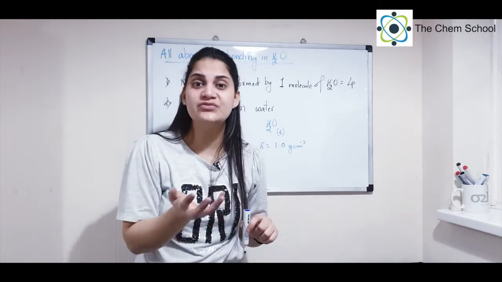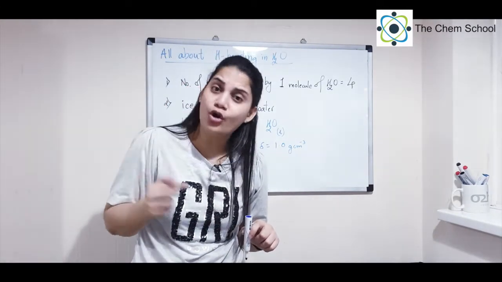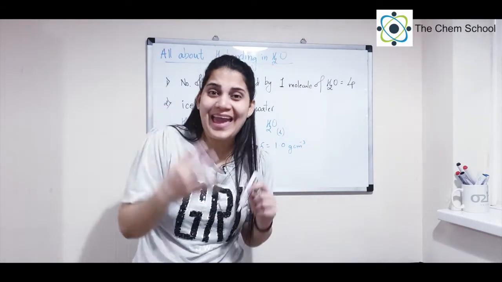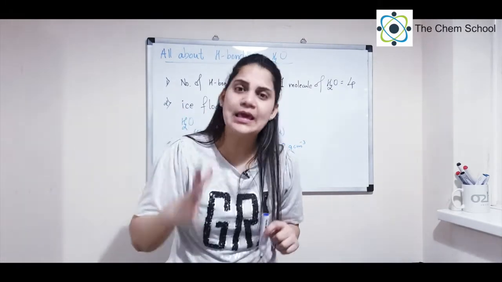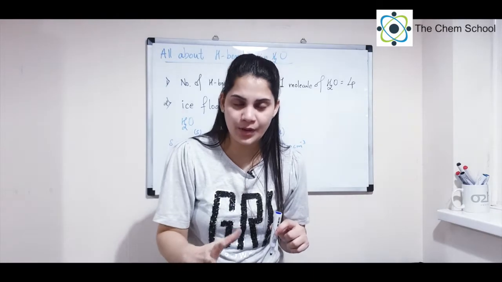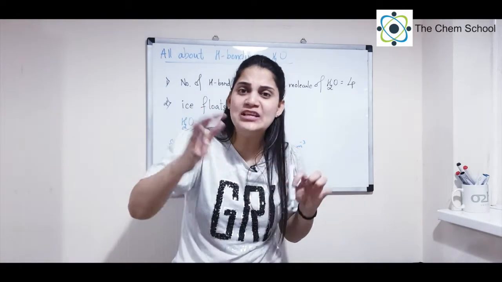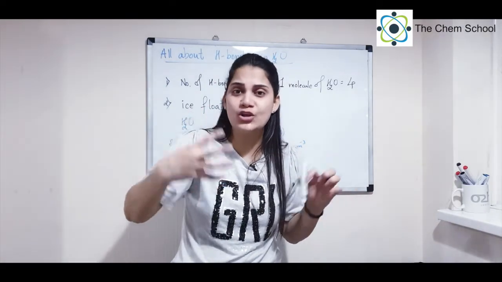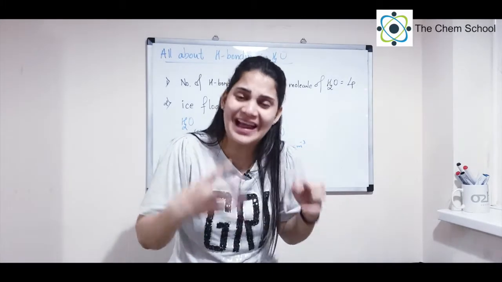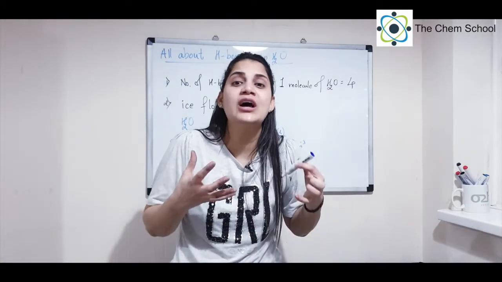Why is a sponge very light? Because it has a lot of empty space which has air in it. The same thing is true of ice. Ice has a lot of empty space which has a lot of air in it. That is the reason ice is much lighter.